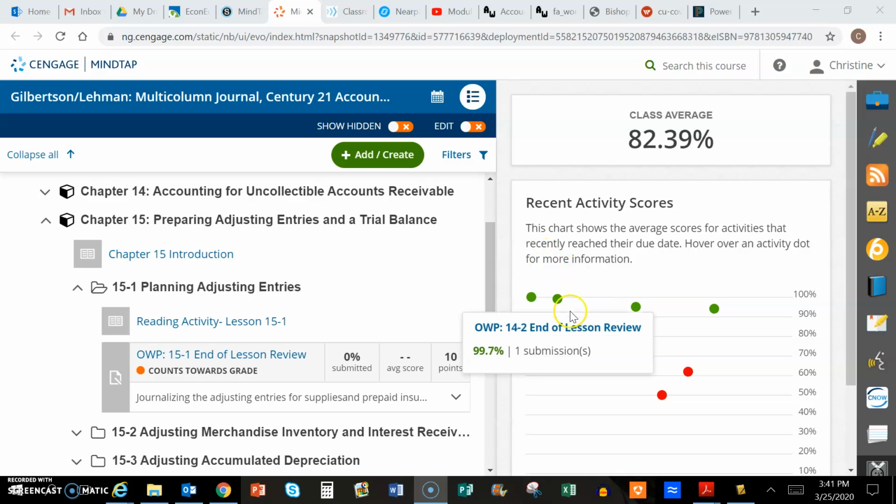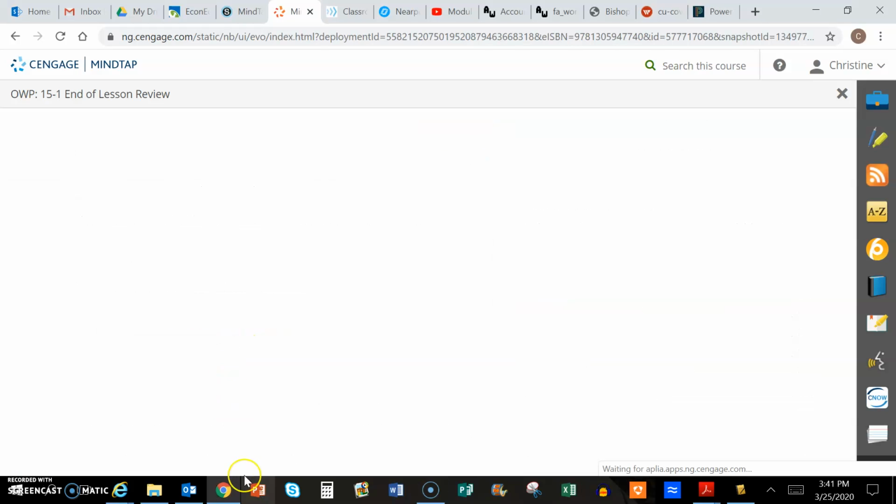OWP 15.1 is going to be the beginning of the adjusting entries. We did introduce some of these last year, but in a very elementary style. And in the last chapter, we did the uncollectible accounts expense adjustment. So now we're going to do the rest. Let's go to OWP 15.1.